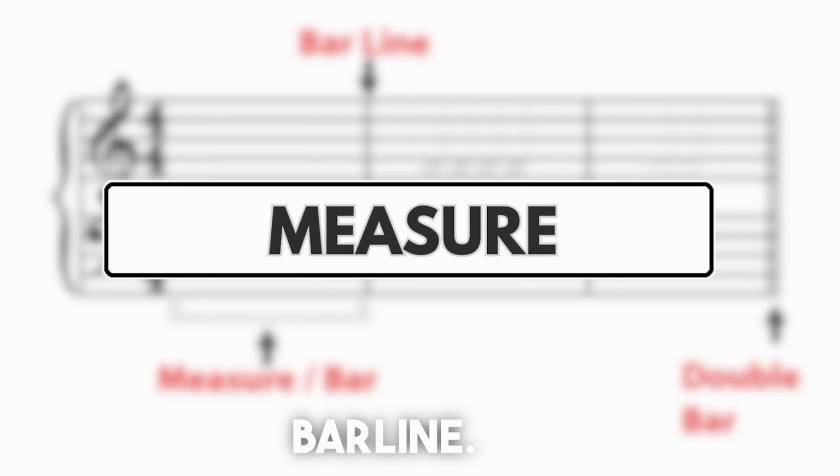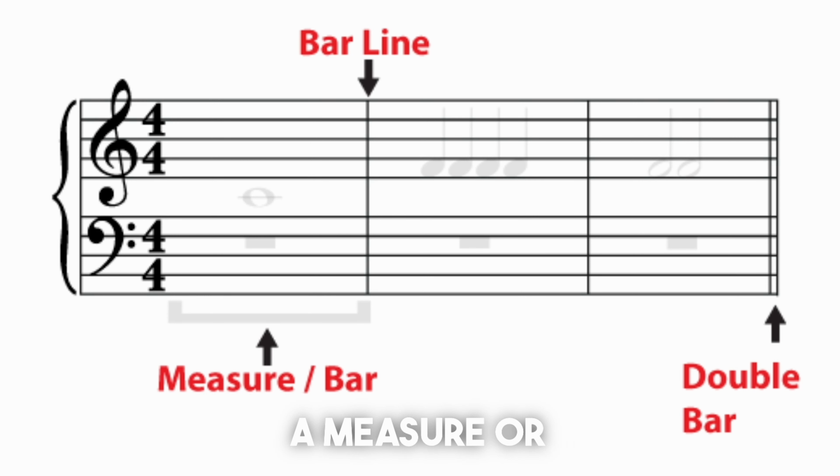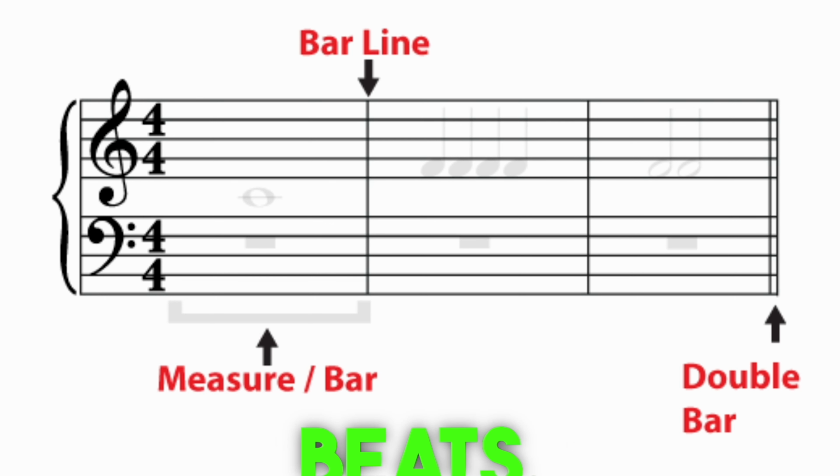Measure or a bar line. A measure or a bar is a segment of music that contains a specific number of beats as determined by the time signature. The number of beats in a measure is directly related to the top number of the time signature. For example, in 4/4 time, each measure contains 4 beats.